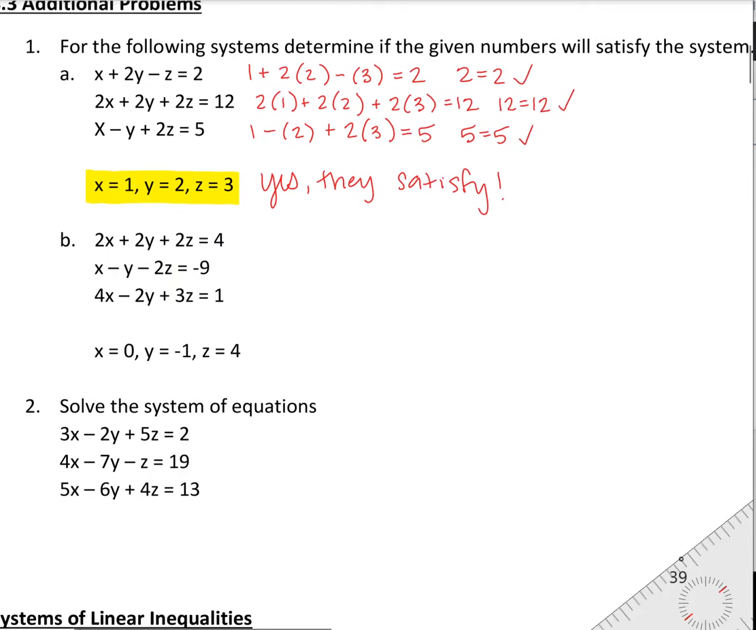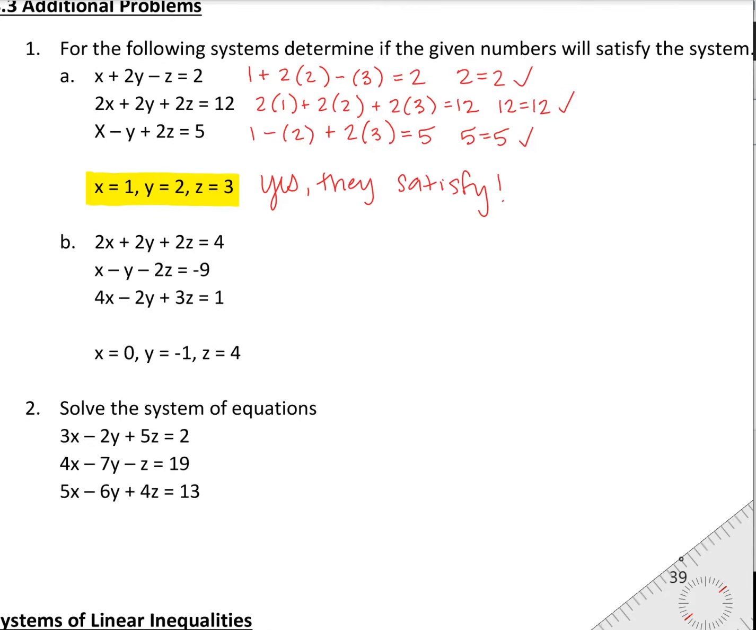All right, now move on to question B. We're given 0, -1, and 4. So very carefully, I'm going to go in and replace the variables with my numbers. So 2 times 0 plus 2 times -1 plus 2 times 4, and we're seeing if it equals 4. You can easily plug that first part into your calculator and then see if you get an answer of 4, but I'm just doing it in my head. 2 times 0 is 0, -2 plus 8 is actually 6. So we know that the very first one, right off the bat, 6 does not equal 4.